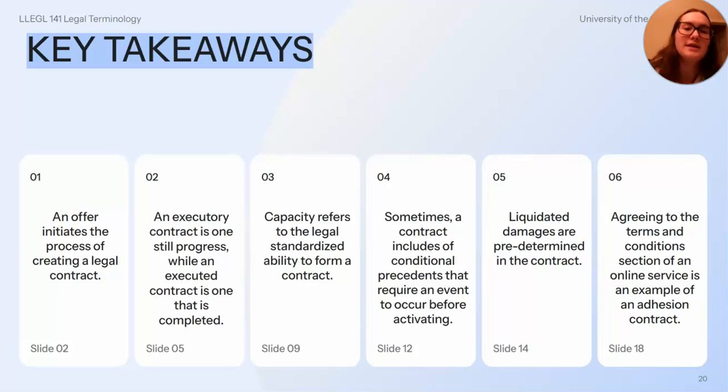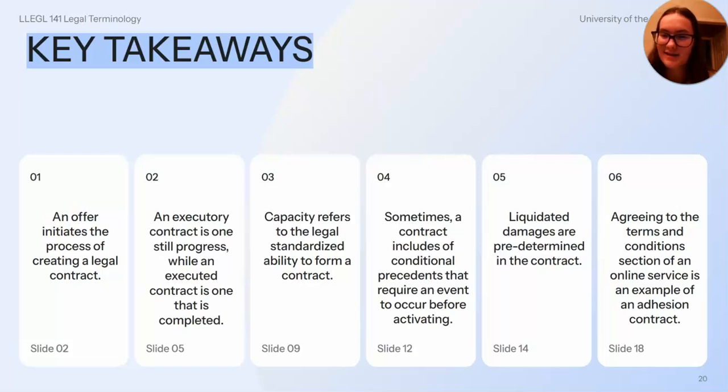And then lastly, here are some key takeaways. Found on slide 2, something that we can take away is an offer initiates the process of creating a legal contract, so it is the first step. And then the second one, found on slide 5, is an executory contract is one that is still in progress, while an executed contract is one that is already completed. Found on slide 9, capacity refers to the legal ability to form a contract. Fourthly, found on slide 12, sometimes a contract includes a condition precedent that requires an event to occur before activating, which would be insurance, essentially.